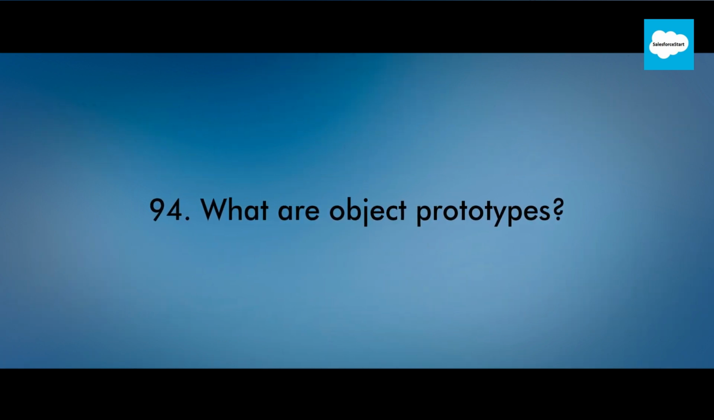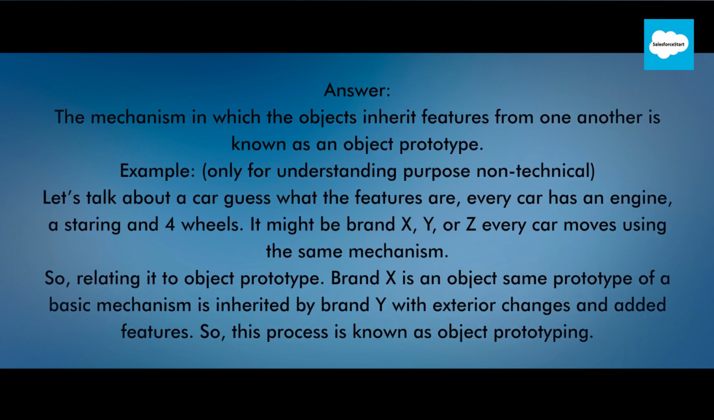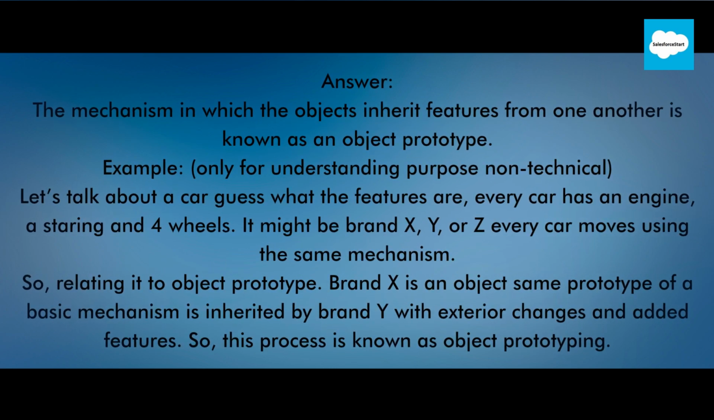94. What are object prototypes? Answer. The mechanism in which objects inherit features from one another is known as an object prototype. Example, only for understanding purposes, non-technical. Let's talk about a car. Guess what the features are? Every car has an engine, a steering and 4 wheels. It might be brand X, Y, or Z. Every car moves using the same mechanism. So, relating it to object prototype, brand X is an object. The same prototype of a basic mechanism is inherited by brand Y with exterior changes and added features. So, this process is known as object prototyping.